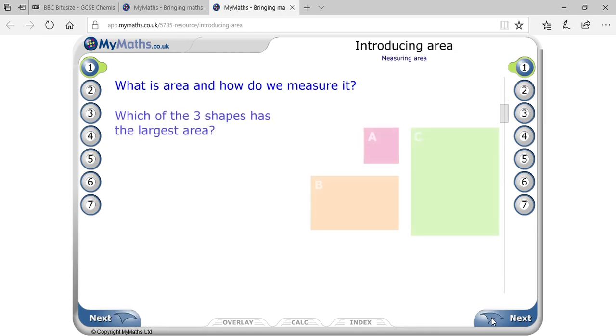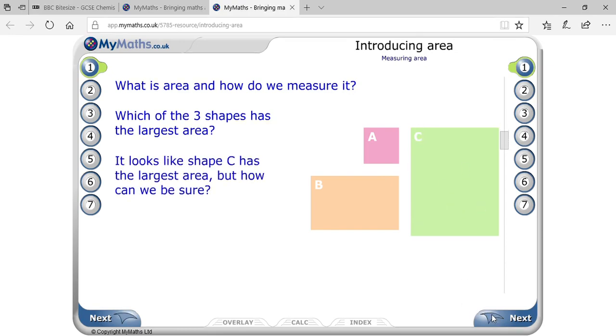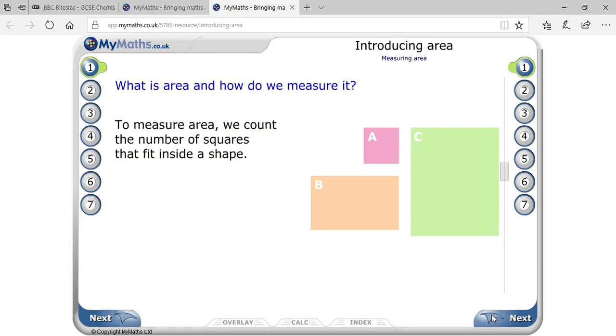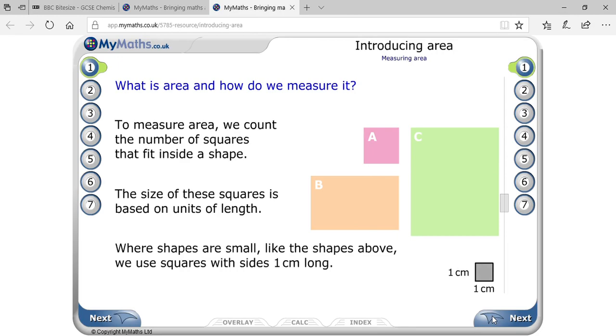Great. Next, here you are seeing different shapes A, B, C. Which one is greater? No doubt that C is greater. If you look at all the shapes, its length and breadth are larger than any other shape given on the screen. So by seeing this, we can clearly understand that it will have a larger area.